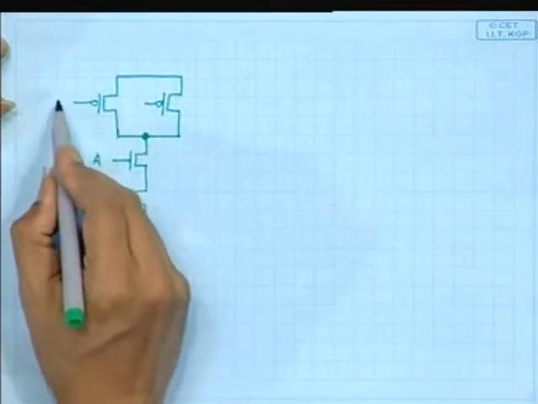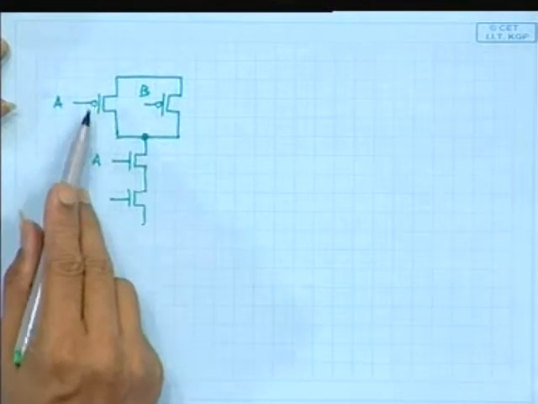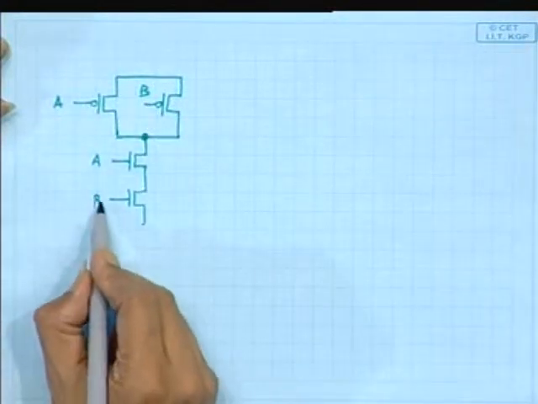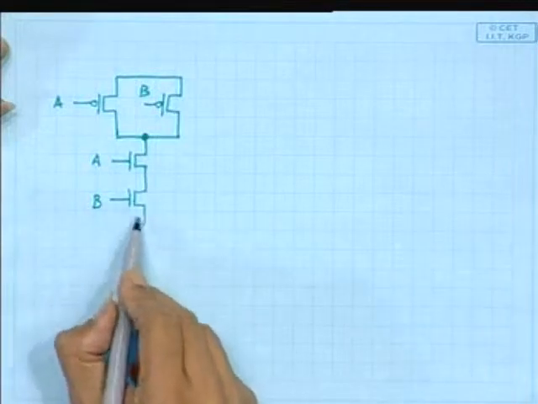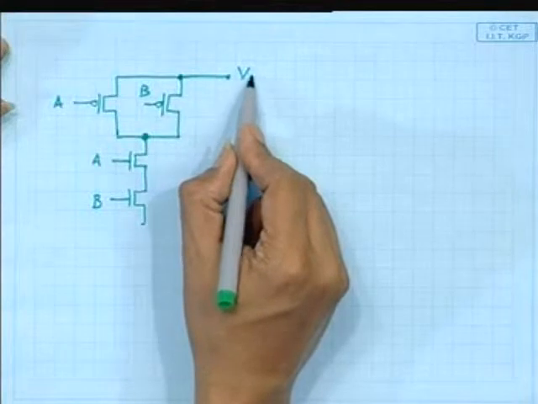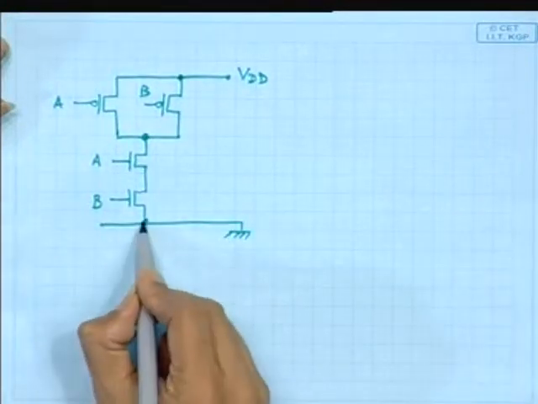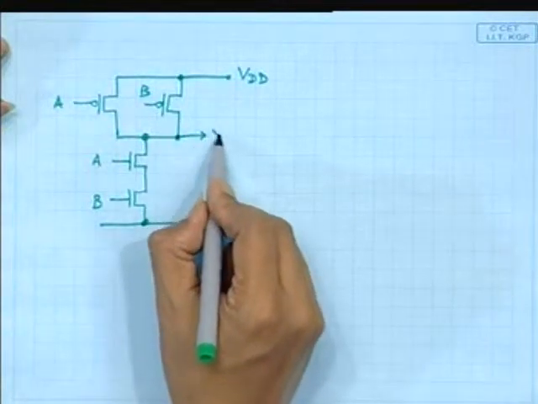So, I am not shorting them, it will look clumsy, otherwise the same signal A is given to one p transistor and one n transistor. Similarly, one transistor is getting B, another transistor at the p level is also getting the same variable B, and now this is the ground line. Here it is the output.